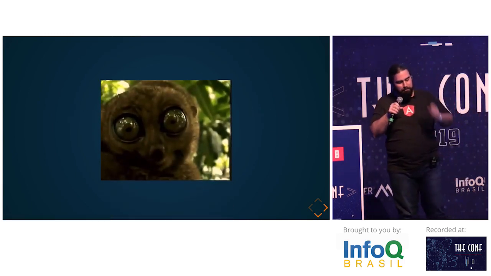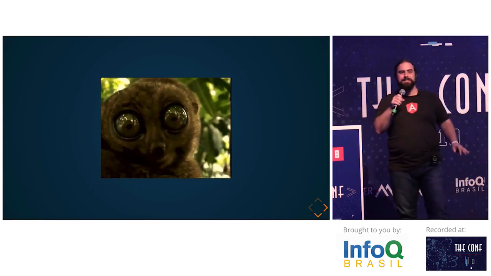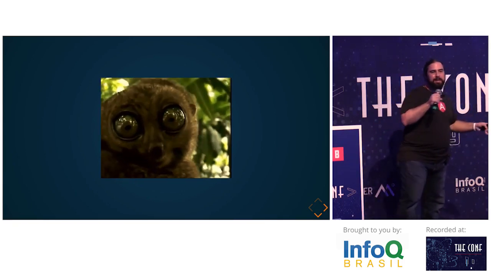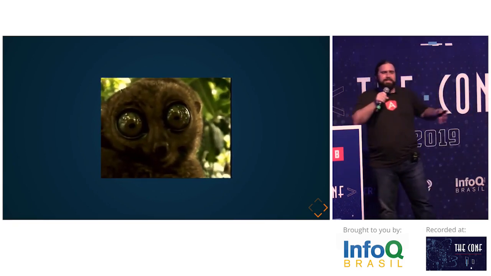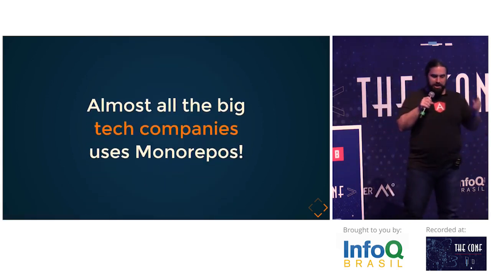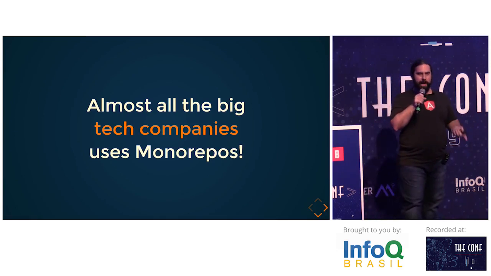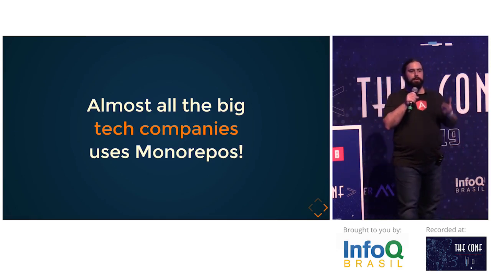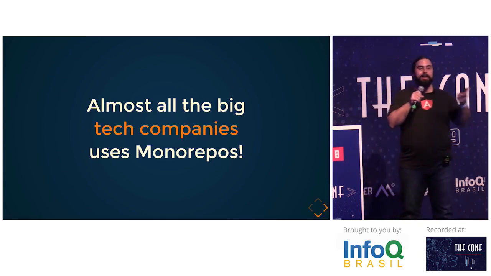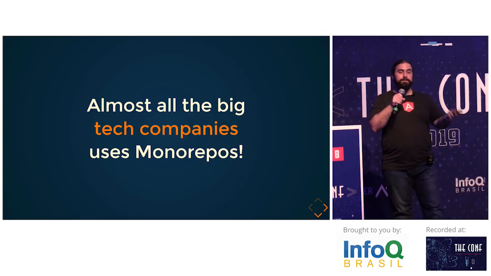And a lot of people here are doing that, it looks like to me. And you started talking about microfrontend, and now you are talking about monorepo. What's happening, William? Are you crazy? Well, actually, almost all the big tech companies use a monorepo. Facebook, React, Google, Twitter, and a lot of these companies have only one monorepo.